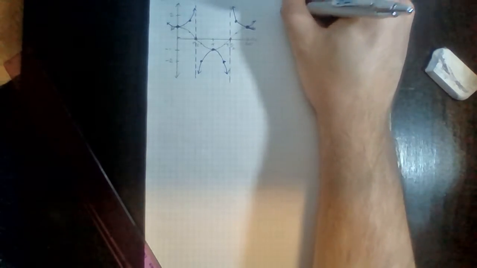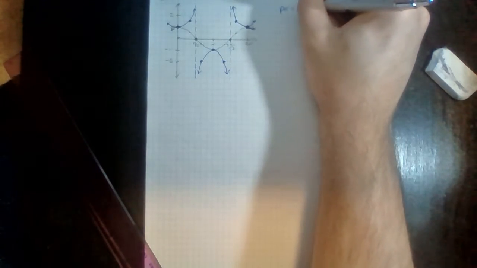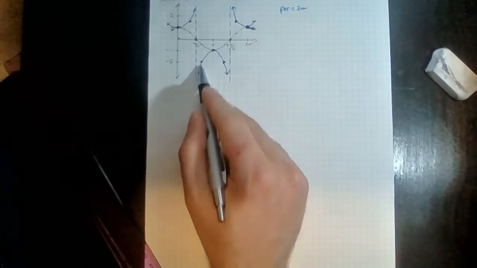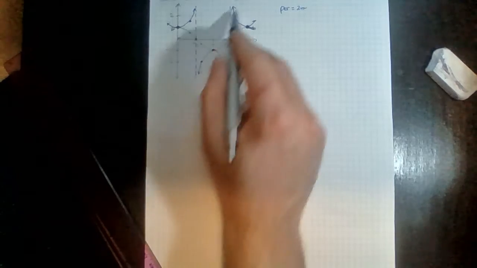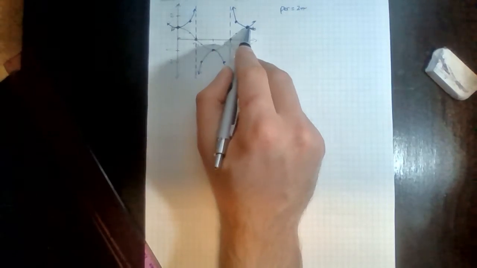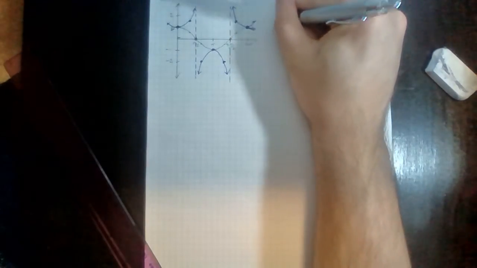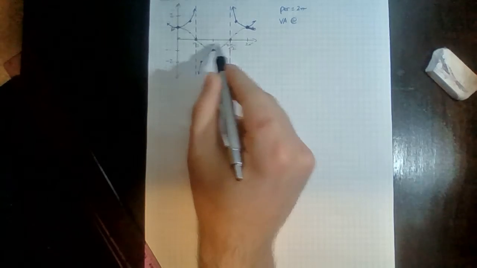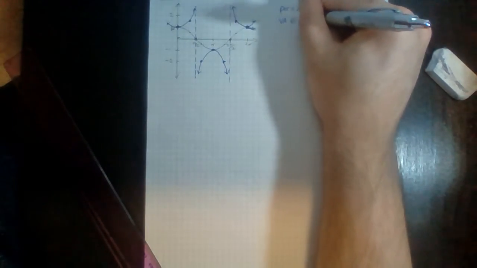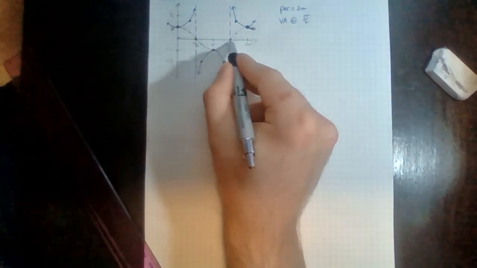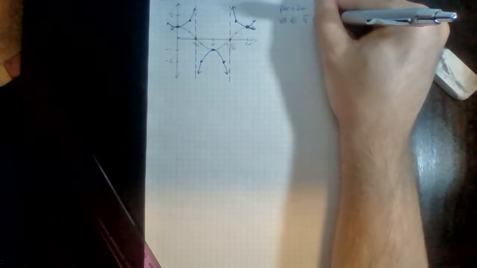So we have a period again of 2 pi. We go up, we have the parabola shape on the bottom, and then we're coming back down to our point at 1. So it takes 2 pi to complete one cycle. This time we have vertical asymptotes at pi over 2, 3 pi over 2, and so on. So we start at pi over 2, and every pi after that, we have a vertical asymptote.